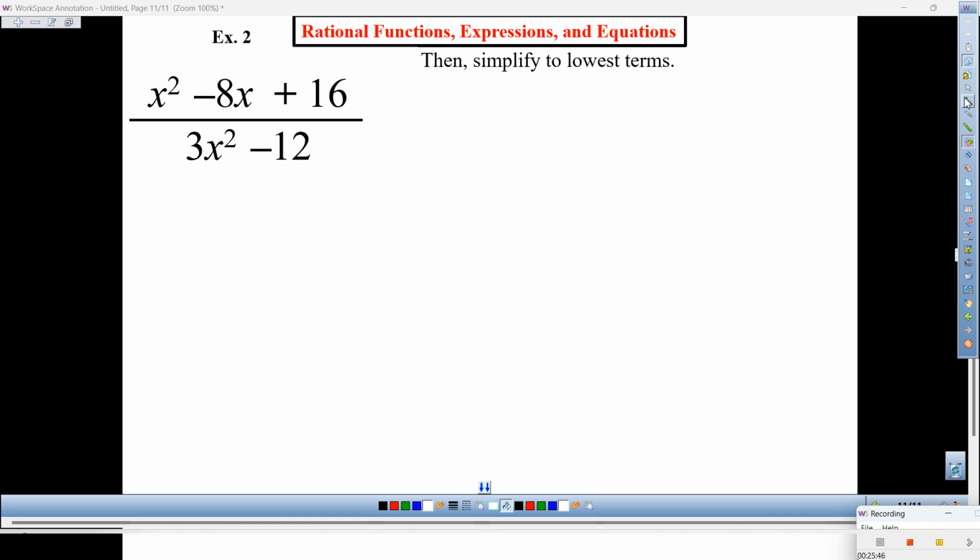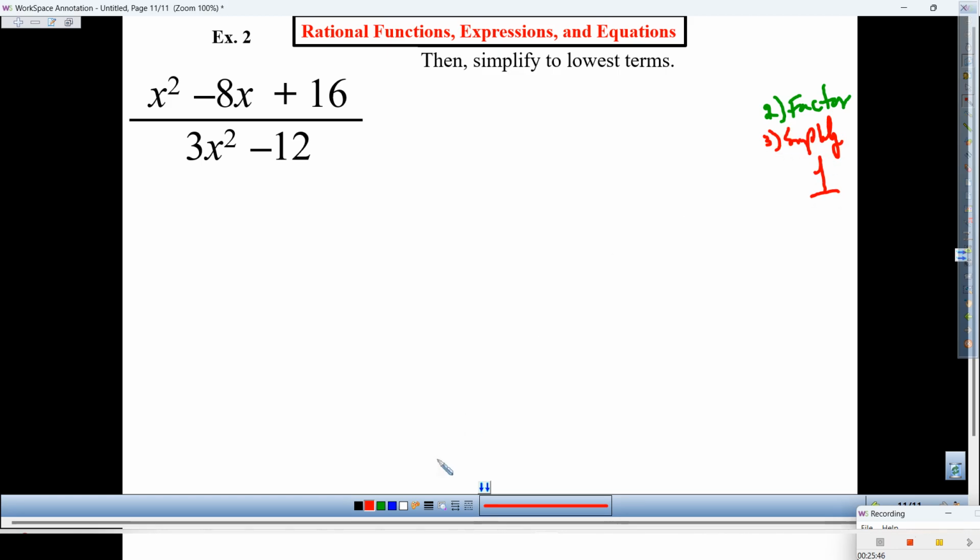All right, so for this one, simplifying, we need step 2, which is factor completely, and step 3, simplify, or our giant 1. So look at the numerator, tell your neighbor what to do for that one. Then we're going to pass this one to Mariah to give us the first 2 factors of the numerator.